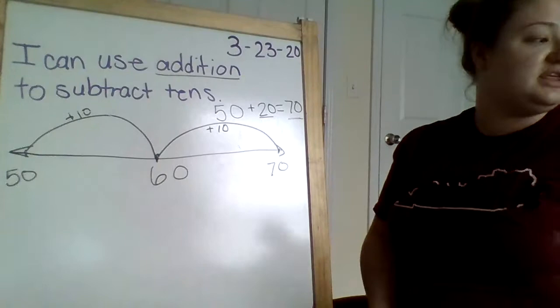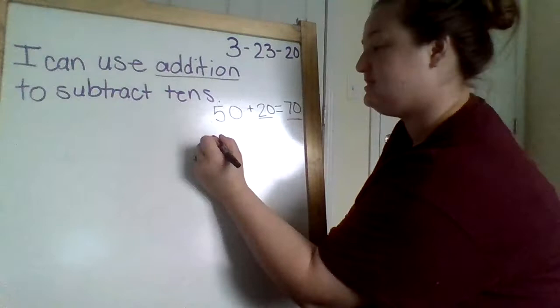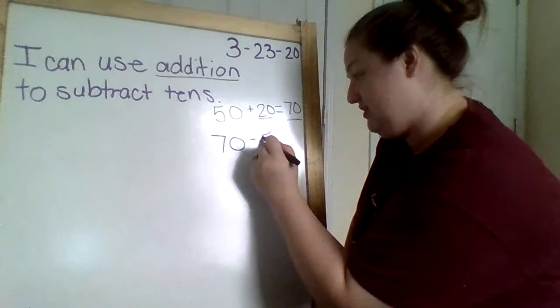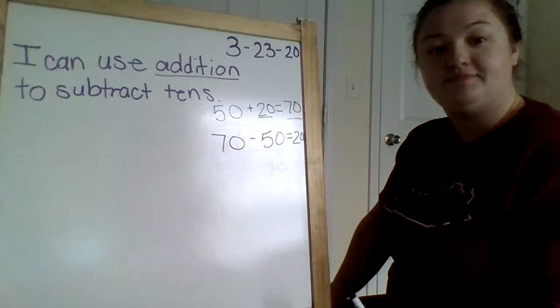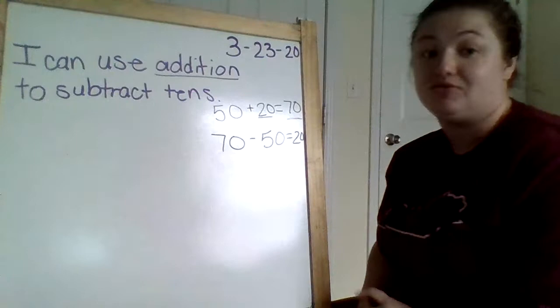Now, if we want to think about that as an addition or as a subtraction problem, all you would do is look at it like this. 70 subtract 50 equals 20. Remember, these are a fact family, so we can use these three numbers, and we can do a subtraction problem and an addition problem as long as we have them in the right order. Alright, let's look at another one.